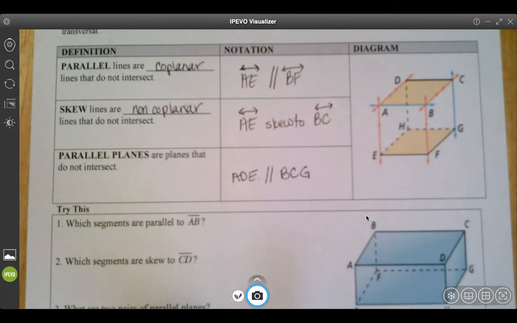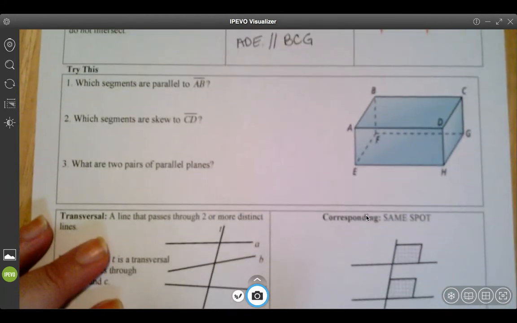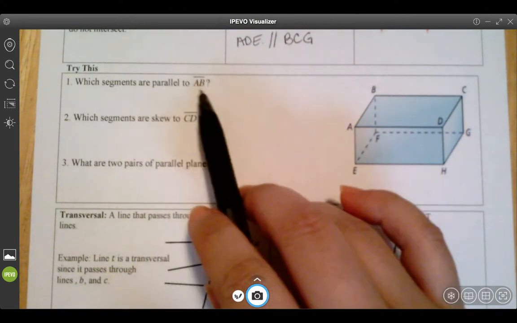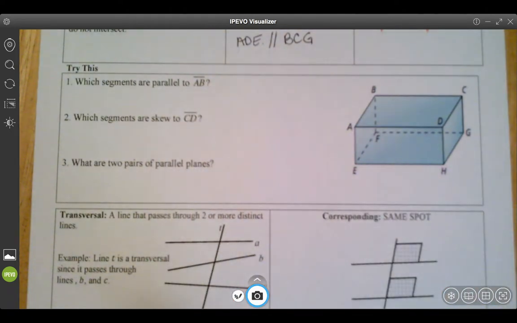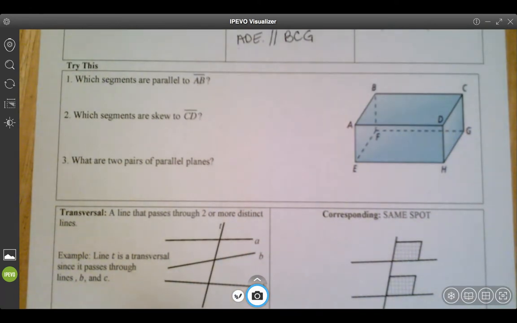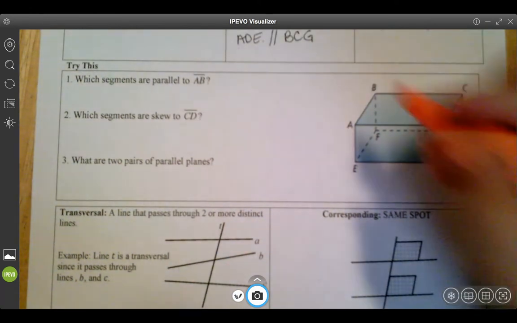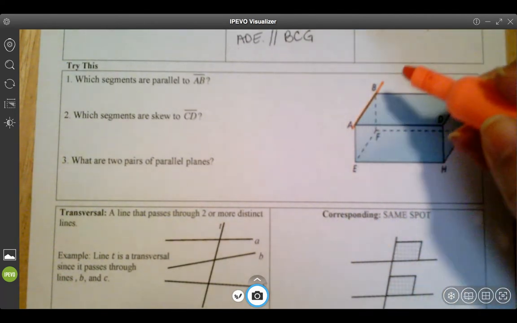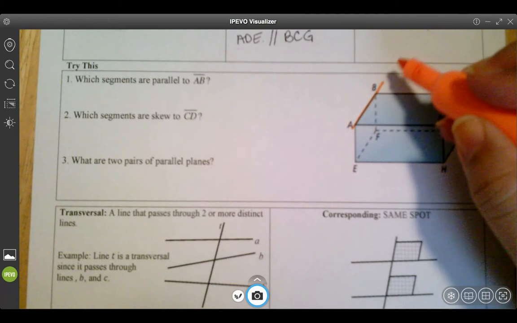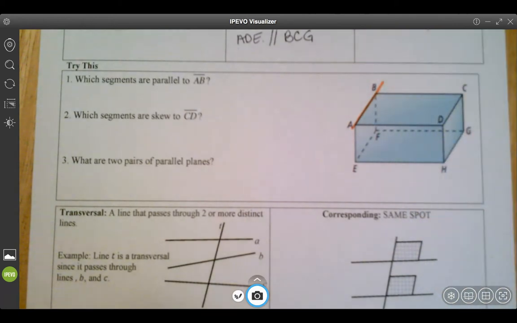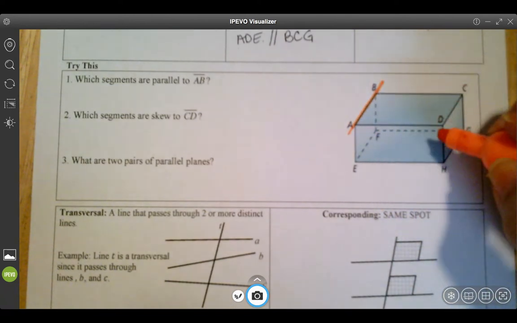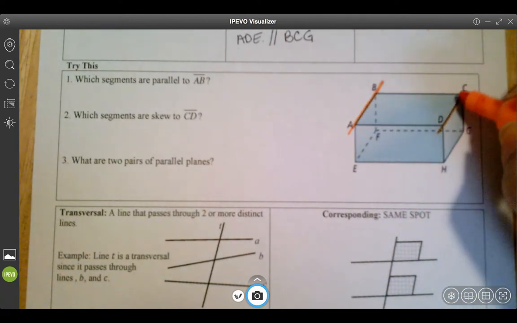So let's take a look at the try this. We want to look at the diagram here, the blue diagram here, and we want to say which segments are parallel to AB. So I'm going to go ahead and get a highlighter for this. And I'm going to start by highlighting AB. So this is AB. Now that motion that I did, that angle that I did on AB is going to be the same for all of the lines that are parallel to it, right? So if AB goes kind of this way, what other lines are going this way?